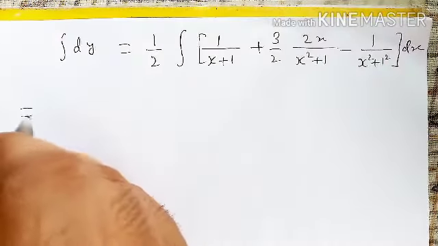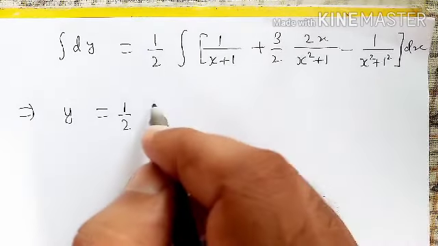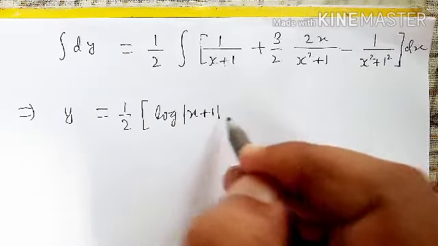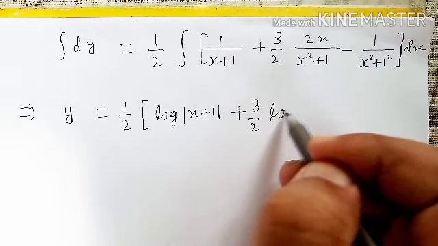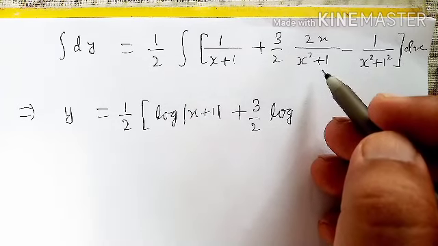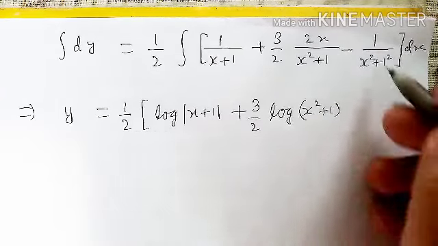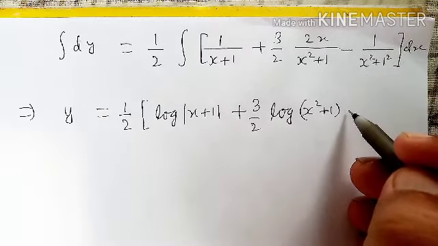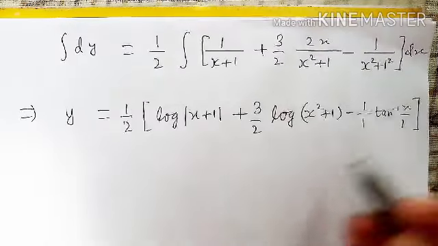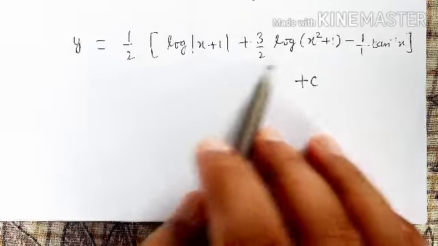This implies that y = 1/2 log|x + 1| + 3/2 log(x² + 1). x² + 1 is always positive, so there is no need to write it in mod. So we write it within a small bracket. Here we have minus 1/(x² + a²), so it is (1/a) tan⁻¹(x/a) + C. This is the general solution.